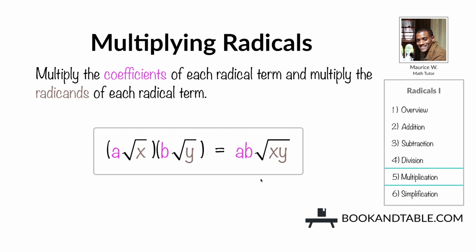So in division, it does not matter what our coefficients or our radicands are. You can divide any two radical terms. And in multiplication, the same thing. You multiply the coefficients regardless of what they are. You multiply the radicands regardless of what they are.